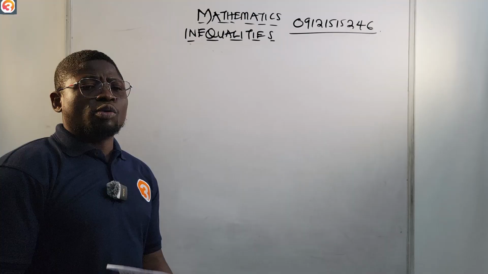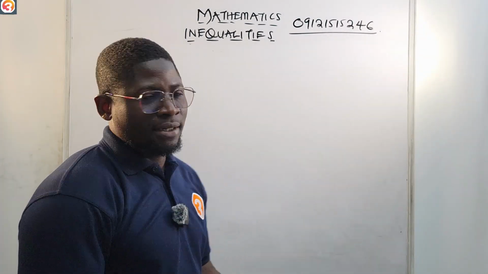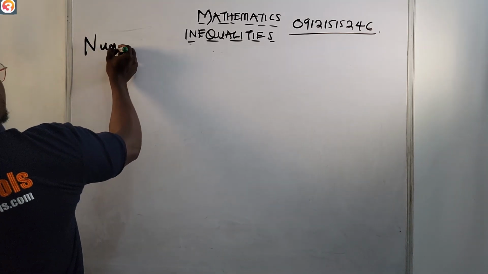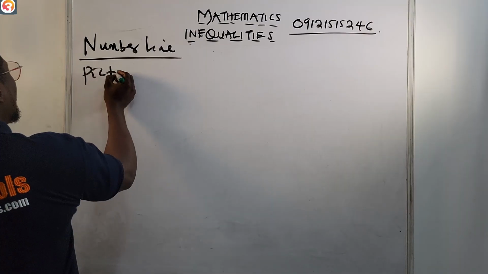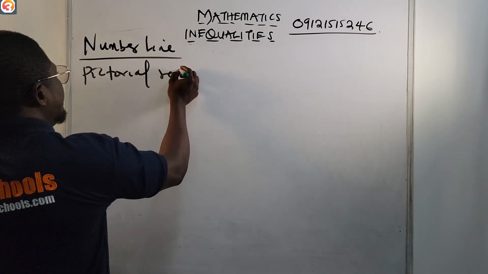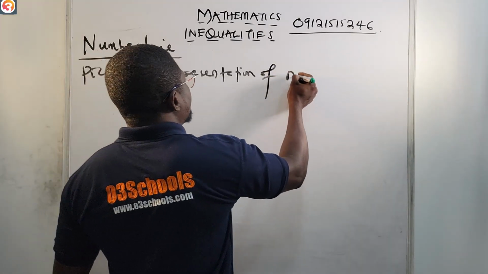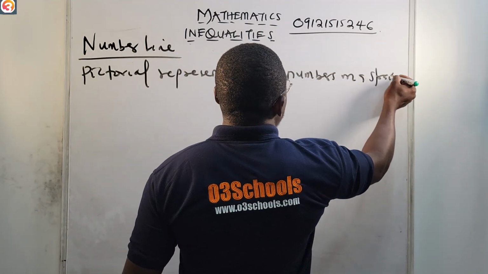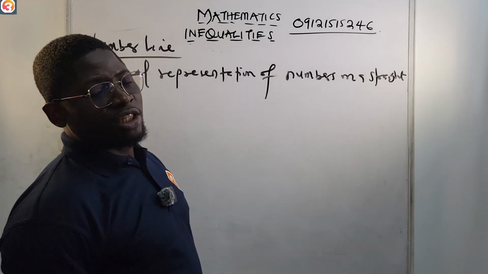Number line. Okay, so what is number line? Number line is a pictorial representation of numbers in a straight line. That's what number line is. I want to be fast with this part. Let us finish on time. Okay, we say it's a pictorial representation of numbers on a straight line.